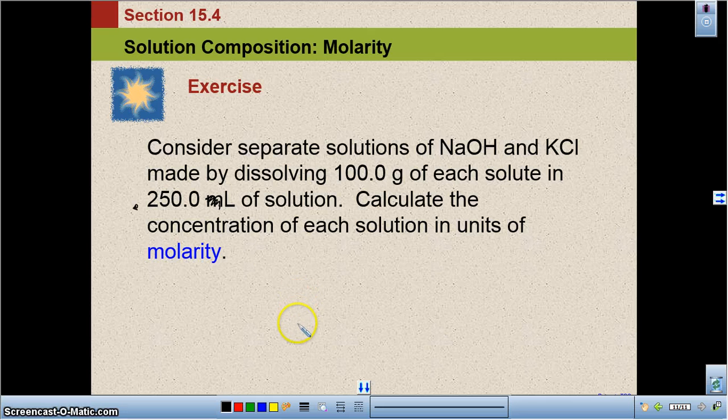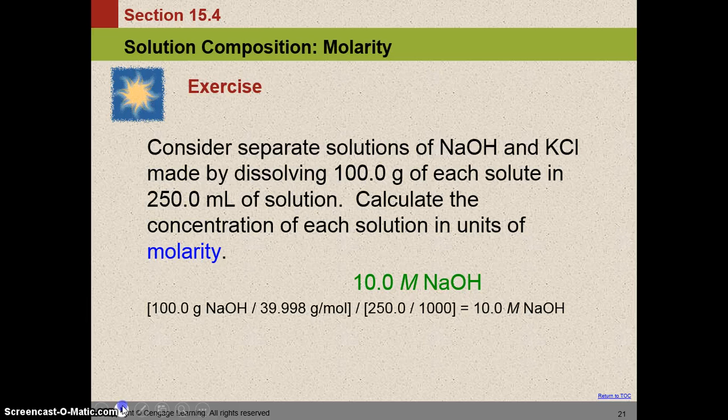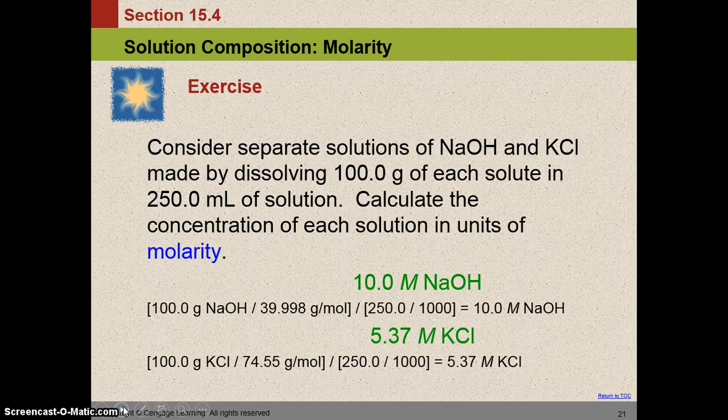If you want to pause the screen right now and go ahead and work that out, I'm going to go ahead and show you the way the book worked it out just to save time on the video. So if you need to pause it now, try to work it out and check your answer. Otherwise, we're going to go ahead and go on. The answer is a 10 molar sodium hydroxide solution. And it shows here that the potassium chloride is a 5.37 molar solution. It shows you how to make sure that you have the right calculations, changing grams to moles and then dividing through by your number of liters.